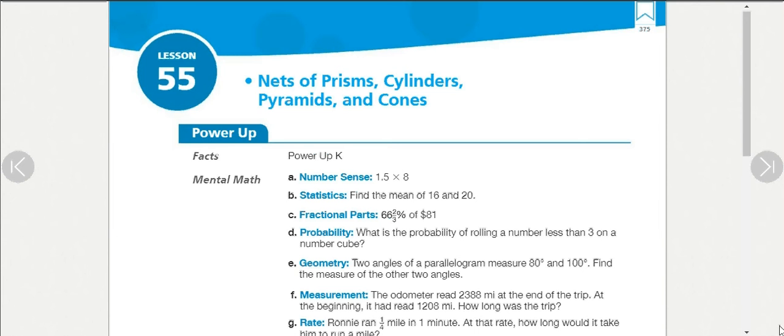Hey, lesson 55 is called Nets of Prisms, Cylinders, Pyramids, and Cones. It kind of goes together with one of the investigations I don't often do, which is drawing 3D solids. So we'll get through this just enough so you're familiar with it in case it ever comes back, or you have to do it on lessons or tests this year.